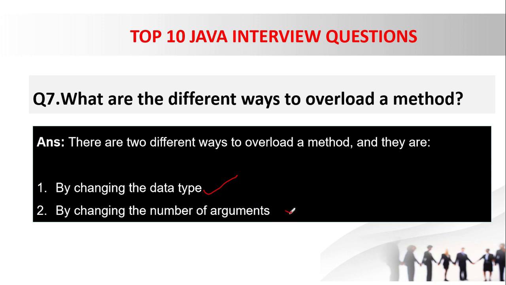Or we can change the number of arguments. The same method we are creating in the class, but one time we will create it with 2 parameters, next time with 3 arguments, next time with 4 arguments or without arguments, and so on. So by changing the number of arguments or by changing the type of argument, we can overload methods in Java.